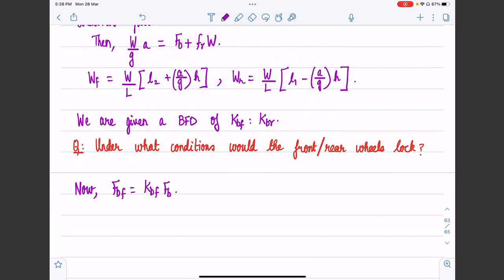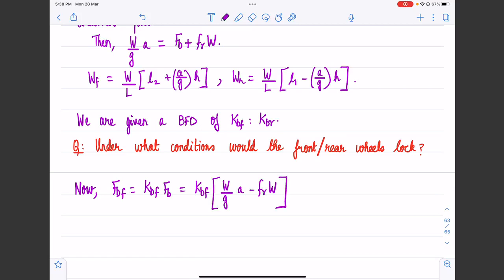Because we are given a brake force distribution of KBF and KBR, and the total braking force is FB. So what is there on the front brakes? It's going to be KBF times FB. And FB is going to be equal to W by G A minus FRW. So that's what we get.